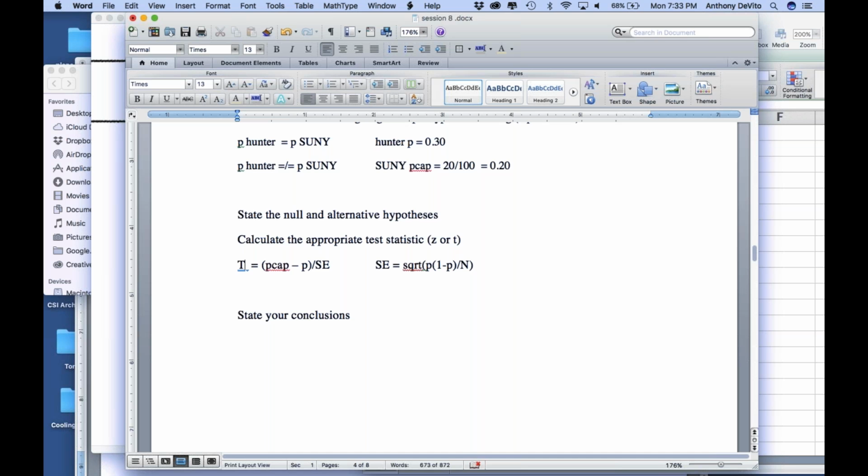Okay, again, I made a little bit of a misstep there, right? It's a large sample. So what am I going to use? Am I going to use Z or am I going to use T? I'm going to use Z. Anybody come up with the calculation for Z yet? That's what I got. Let's see if anybody else comes up with a different answer.